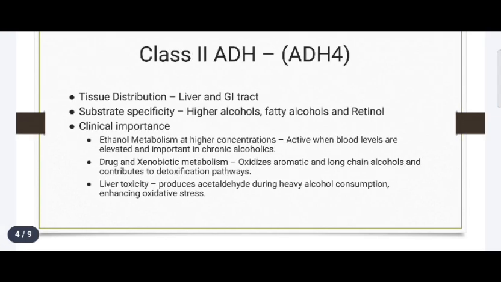Next is your class 2 ADH, and it is distributed in liver and GI tract. Coming to the substrate specificity, it is very specific for higher alcohols, fatty alcohols, and retinol. This ADH class 2 has a greater importance in ethanol metabolism. It is active when blood levels are elevated, and it is important in chronic alcoholics.